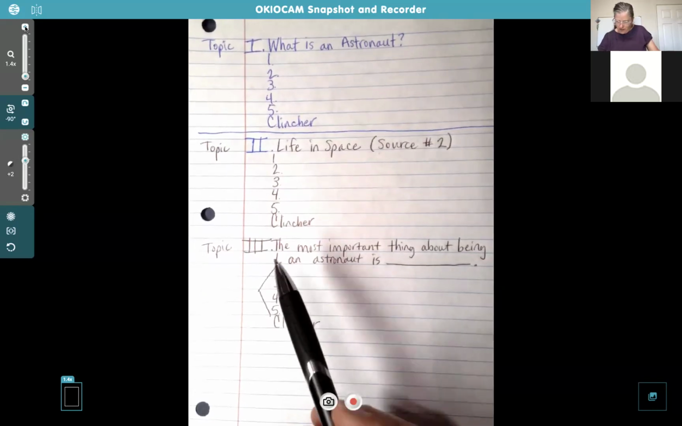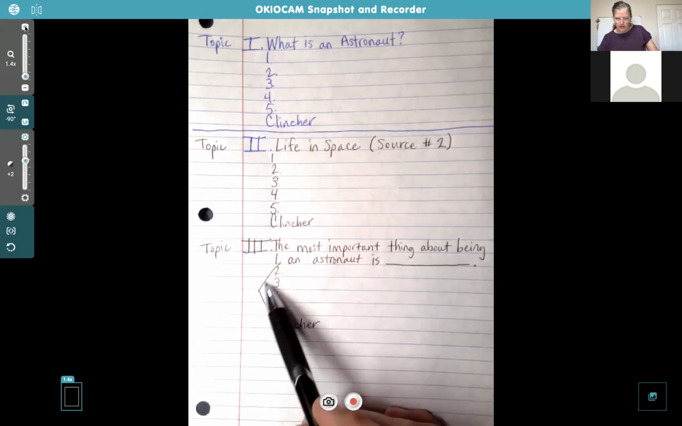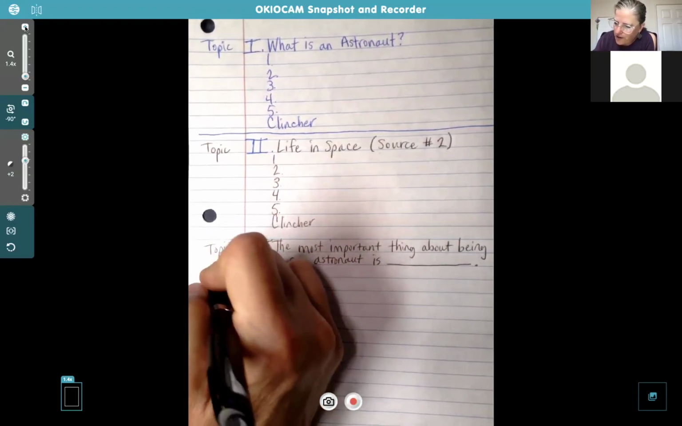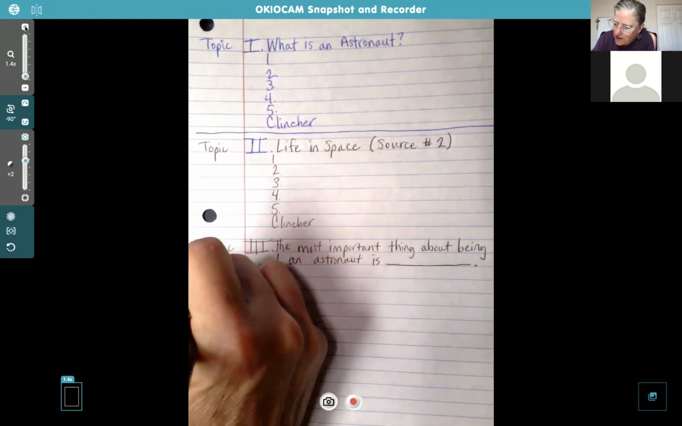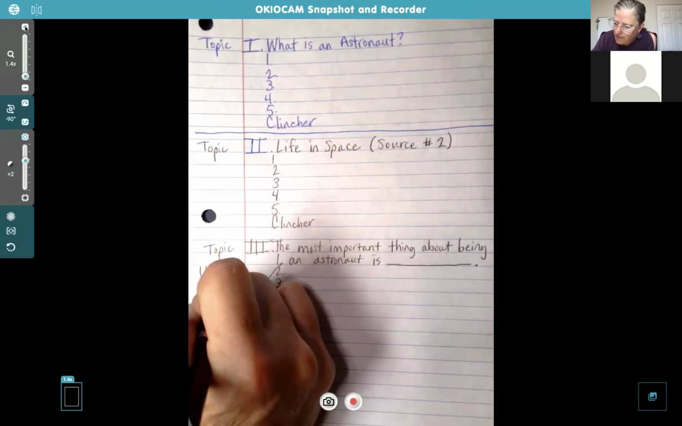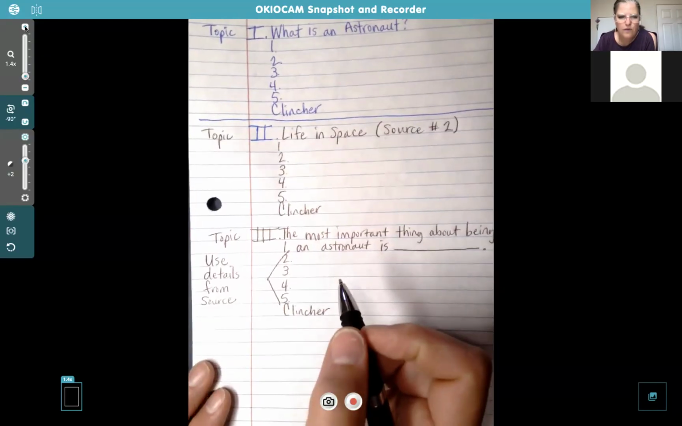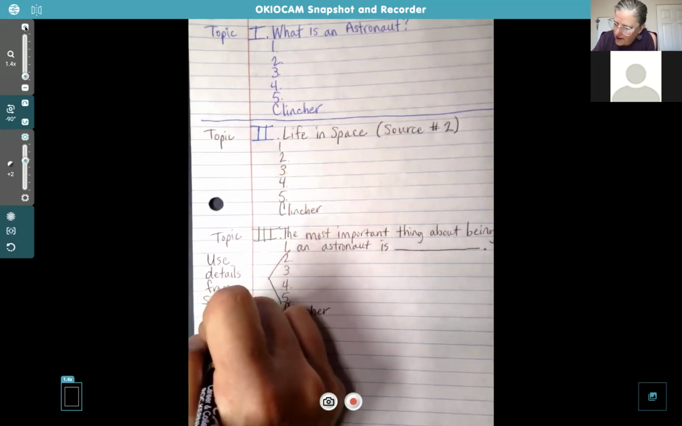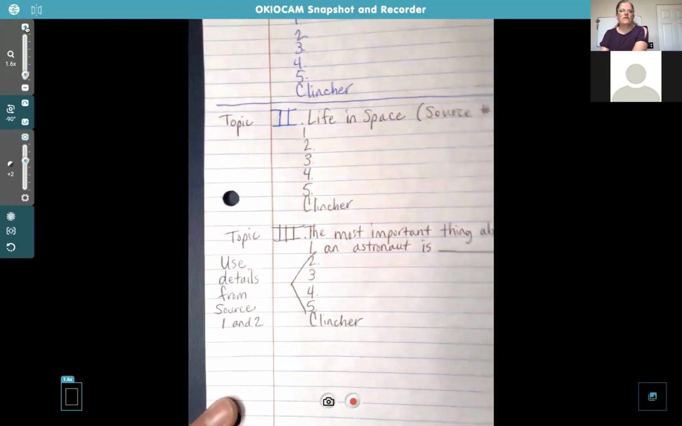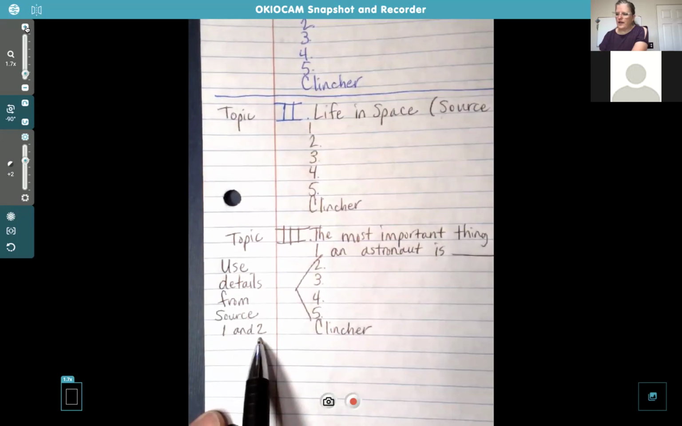And then see how I made this little arrow between the 2 and the 5? Make a little side arrow like that between the 2 and the 5. Okay. And then in the margin, I want you to put use details from source 1 and 2. Let me zoom in here so you can see. Use details. That just means use the facts and the details. Use details from source 1 and 2.